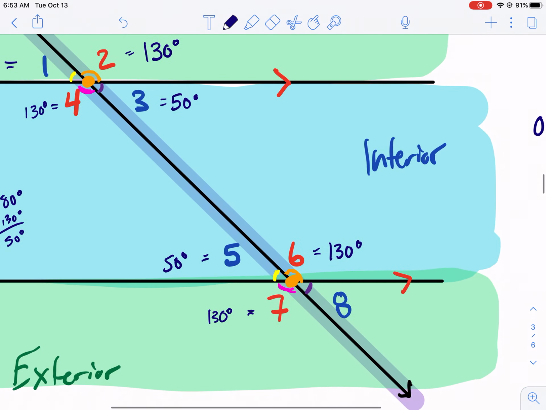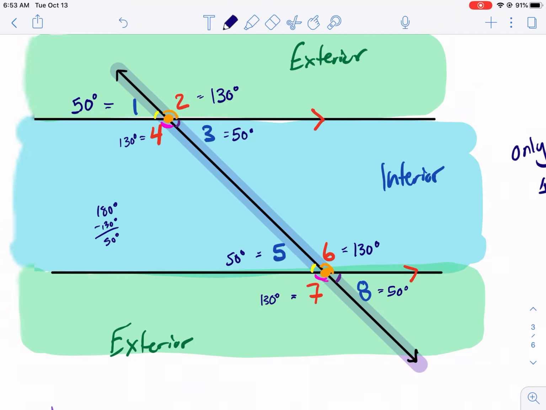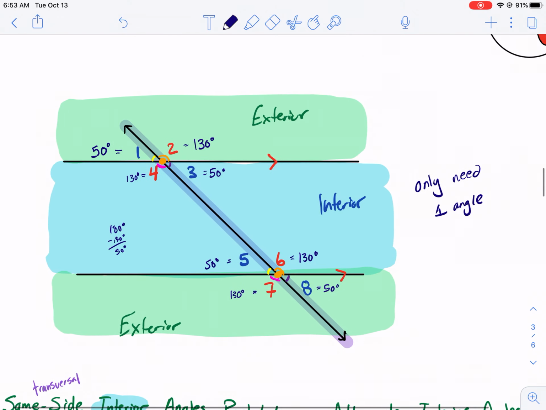Lastly, we have this, and there's all different numbers we could use for 8. We could say it's supplementary to 6. We could say it's vertical to 5. We could say it's corresponding to 3. Either way, it's 50 degrees. So it's like a little puzzle. It's almost like Sudoku. Once we have 1 angle, we can find all the rest of those 8 angles.